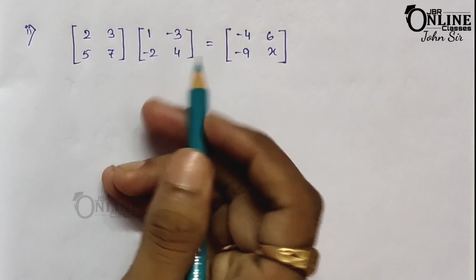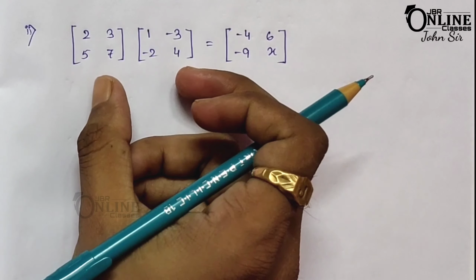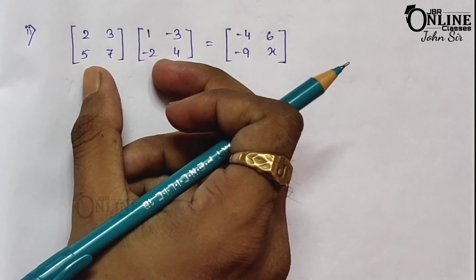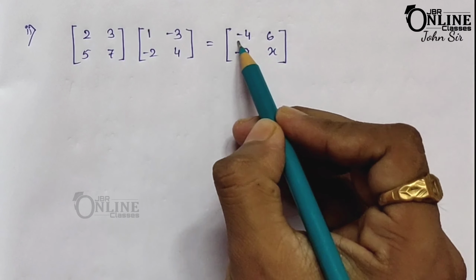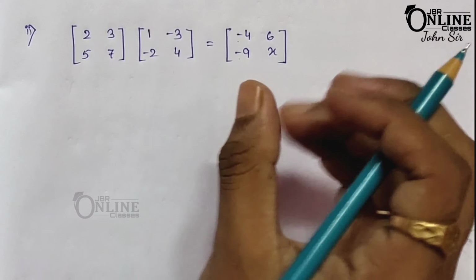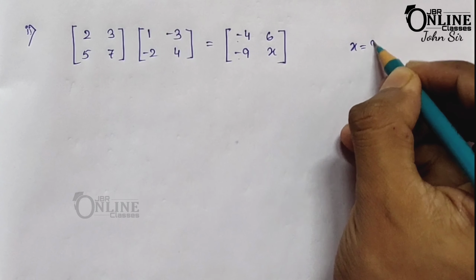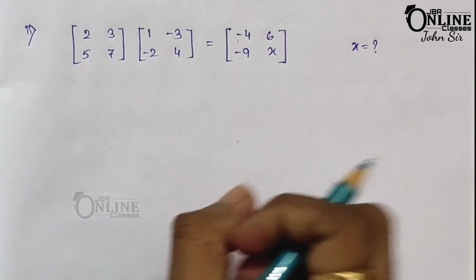Now sum number 4 2. In sum number 4 2, here in the left hand side you have two matrices, you have to multiply them, and then the answer will be minus 4 6 minus 9 x. Now here you have to find out the value of this x.